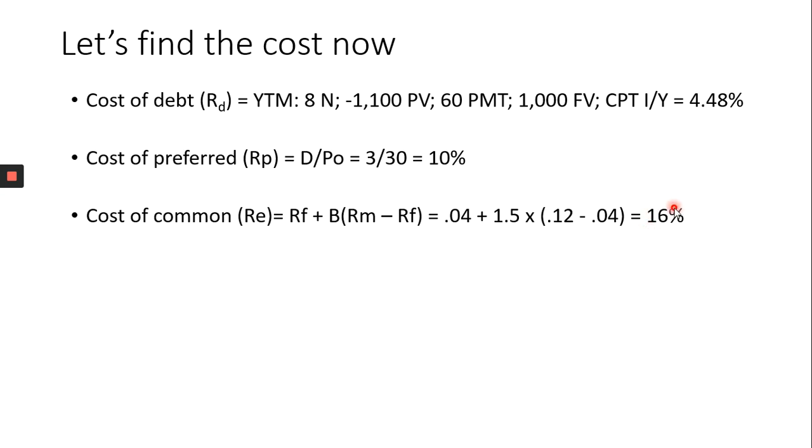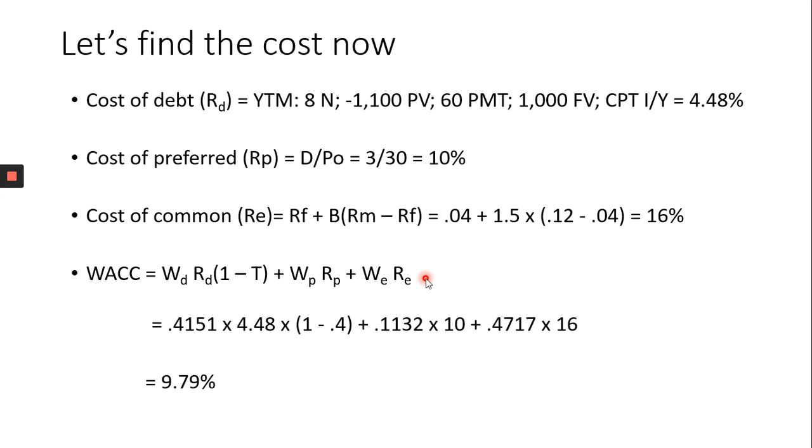Now it is time to calculate the WACC. WACC is this, where WD is the weight of debt, times the return for debt, times 1 minus T, which is the tax rate, plus the weight for preference share times the cost of preference share, plus the weight for equity times the cost for equity. If you plug all these numbers in here, you will get a total of 9.79%. So that's the WACC for the company.